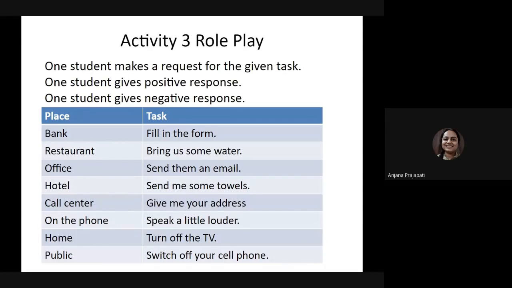Yajuvendra. Yes, ma'am. Please read your dialogues. Ma'am, mine is not yet finished. I'm making it. However your dialogues are, you can just read it. Doesn't matter.